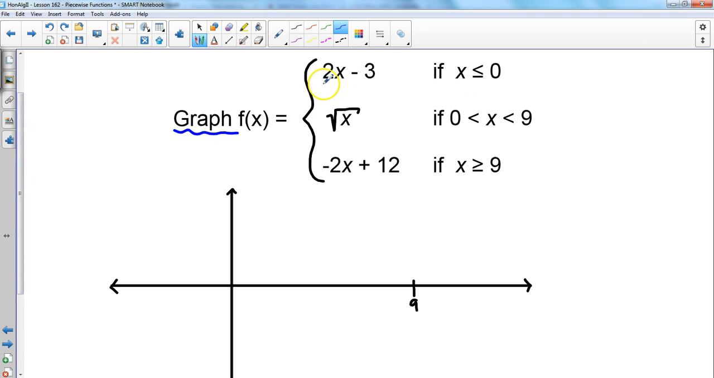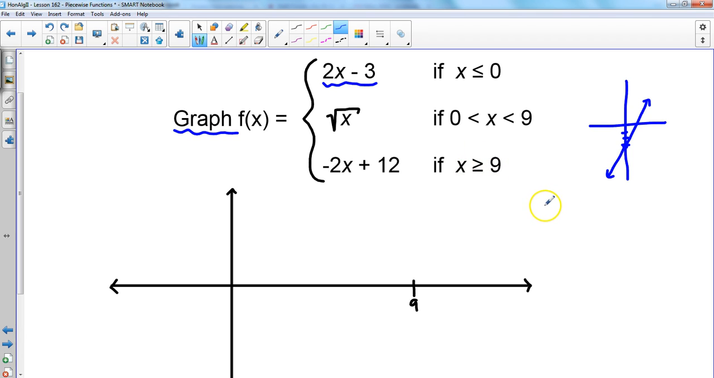The first thing I'm going to look at is the first function. That's 2x minus 3. If I were to graph 2x minus 3 on a separate graph, we know it has an intercept at negative 3. And it's going to increase at a rate of 2 up, 2 over 1. And so it's going to be a little bit steeper. So my graph looks something like that.